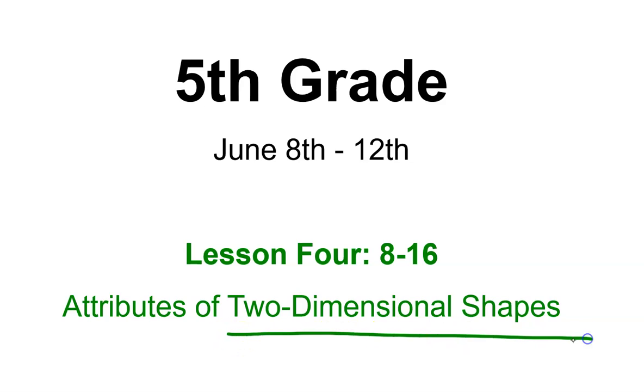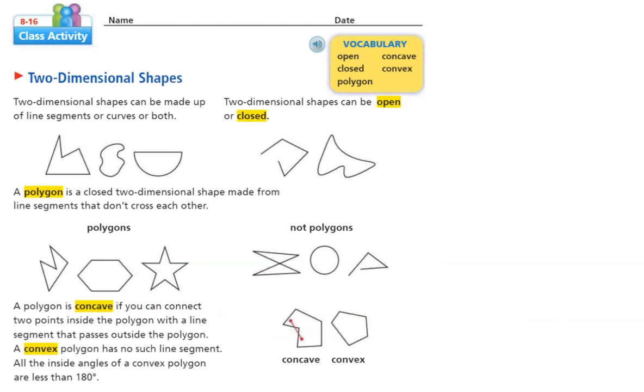We're talking about two-dimensional shapes, which is something you've learned about in the past, but we're going to use some newer vocab terms for you today. So make sure your SAB is open to 8-16, and the words that we're going to talk about are open, closed, polygon, and then the two big ones are concave and convex. So we're just going to kind of briefly talk about those.